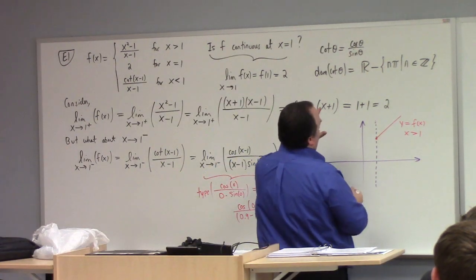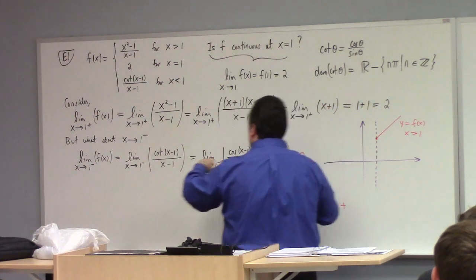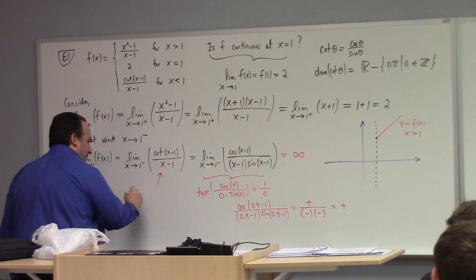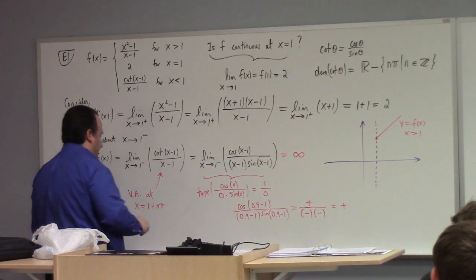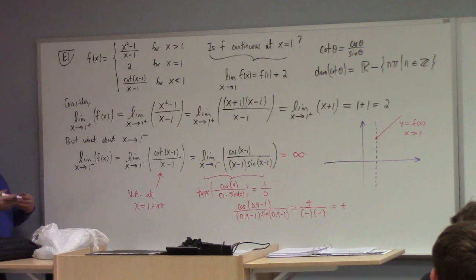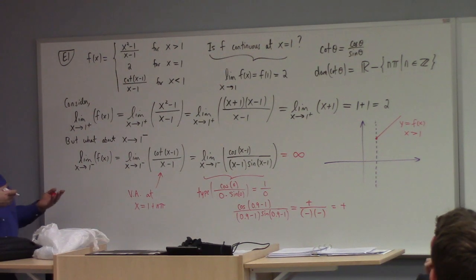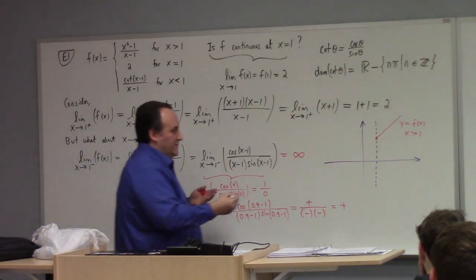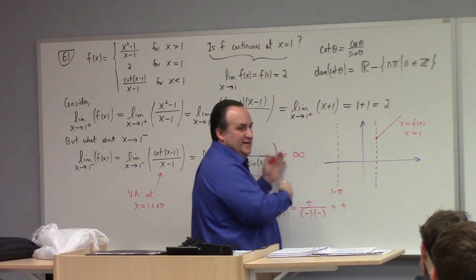I'm trying to remember where the next vertical asymptote is. This function is not defined, it's got vertical asymptotes where? At x equals 1 plus n pi. If you think about it, that's where we have division by 0 for the cotangent of x minus 1. So where's the next trouble spot for this function? At 1 is one of them. But if we put n equals minus 1, what's 1 minus pi? Like minus 2.4. So funny stuff happens over here. This is 1 minus pi, and there continues to be funny stuff going on.